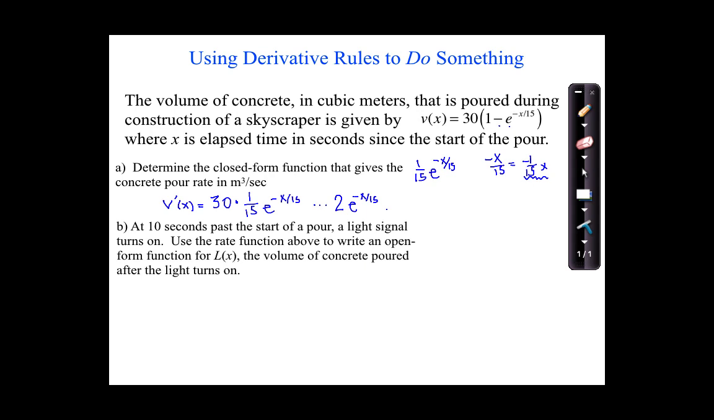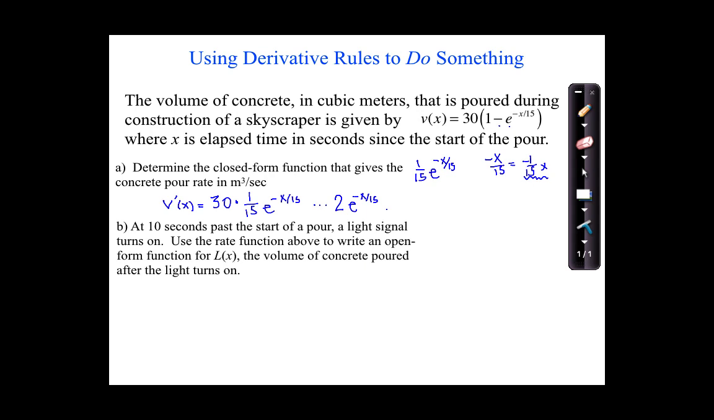Now this part B says that 10 seconds past the start of the pour, some light signal turns on. I don't know, maybe they change the temperature, move some truck, whatever happens. So there's a light signal that comes on at 10 seconds in. And we want to write an open form function for a new amount, L of x, the volume of concrete that's poured after the light comes on.